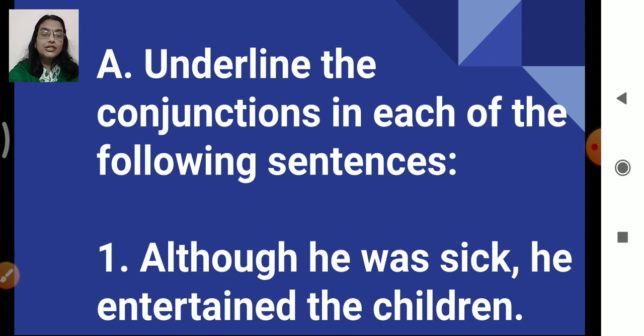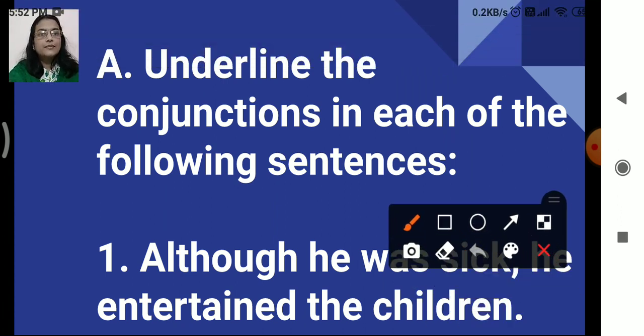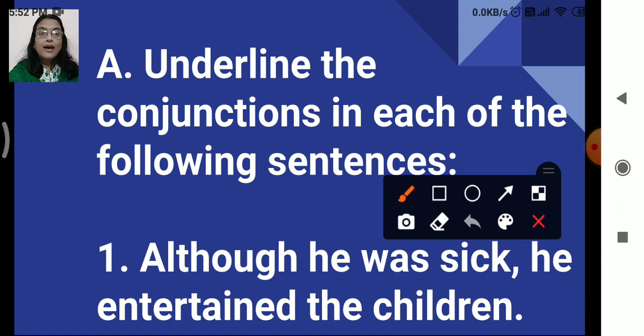Underline the conjunctions in each of the following sentences. Now, although he was sick, he entertained the children. Here, what is your work now? To underline the conjunction. You have to find out which word is joining. So what you can say here? Although he was sick, he entertained the children. So your answer is although, isn't it? Okay. Next.